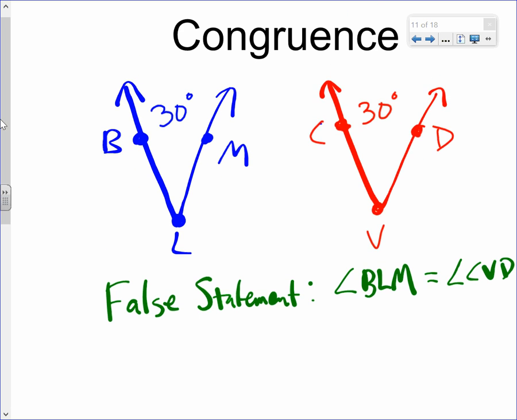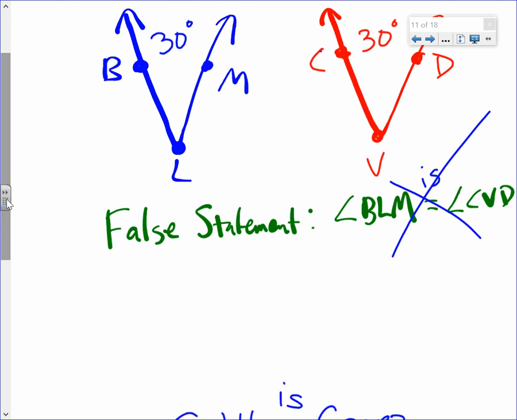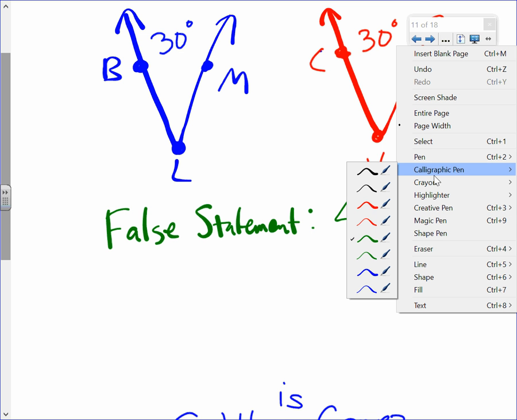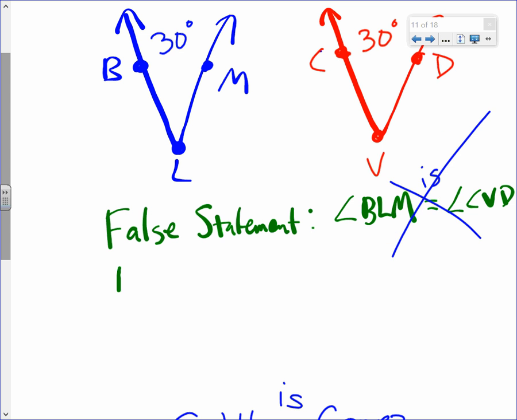Right. Angle BLM is one angle in reality, to the left, floating in space. The red angle CVD is another angle. They're two separate angles. This statement is saying angle BLM is angle CVD. No, that's false. But what we can say is this. Here's what we can say. You get the one, since I gave you the hint. Watch this. Here's what we can say. Put a true statement now.